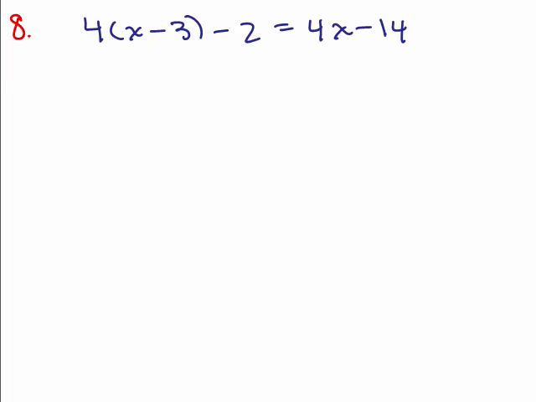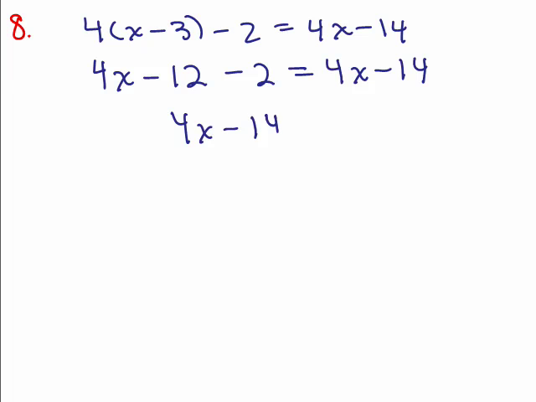Number 8, we begin with the left-hand side trying to simplify it because there's some parentheses, so we've got to do the distributive property. So we do 4 times x is 4x, minus 4 times 3 is minus 12, minus 2 equals 4x minus 14. And then we simplify the left-hand side still. We have a negative 12 and a negative 2. That's 4x minus 14. All right, now at this point, notice it says 4x minus 14 equals 4x minus 14.